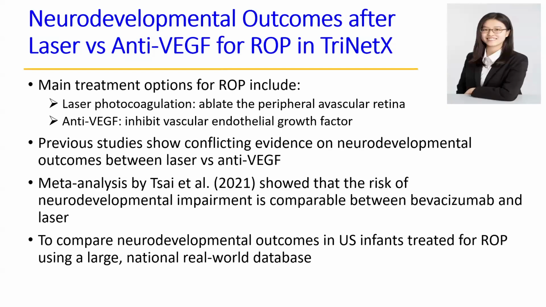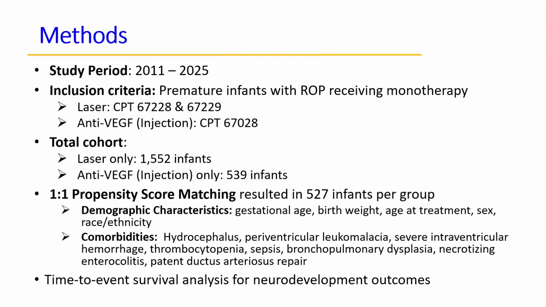So we used data from 2011 to 2025, because 2011 is the time when antiviral medication became available to treat ROP, and we used procedure codes to identify laser treatment for ROP or antiviral treatment for ROP. And we used one-to-one propensity score matching to control all the possible confounding factors, including demographic factors and a lot of comorbidity factors. And we used time-to-event survival analysis to compare neural development after the treatment.